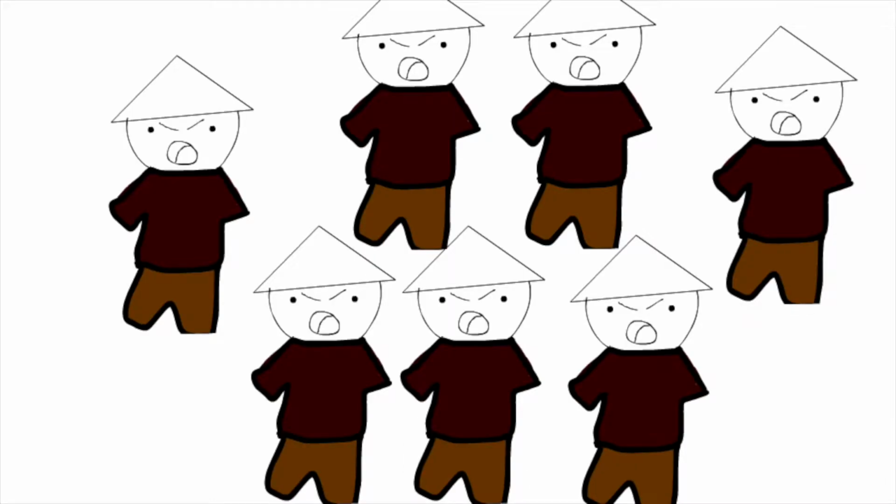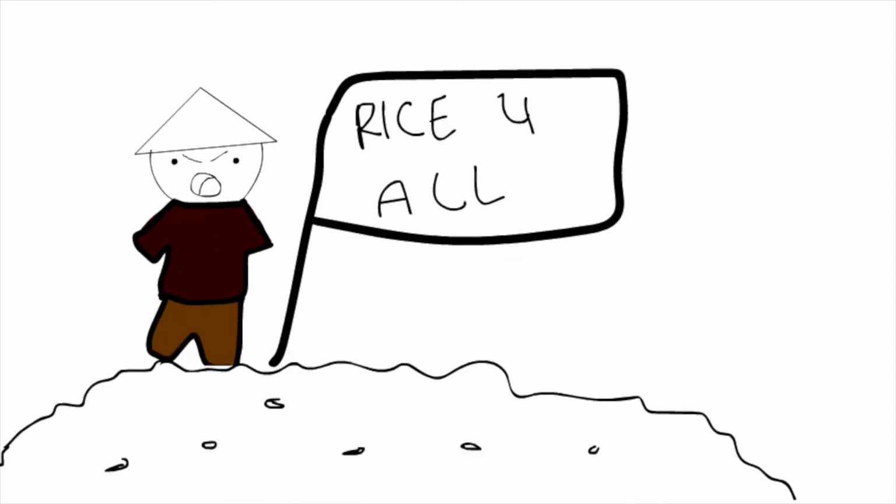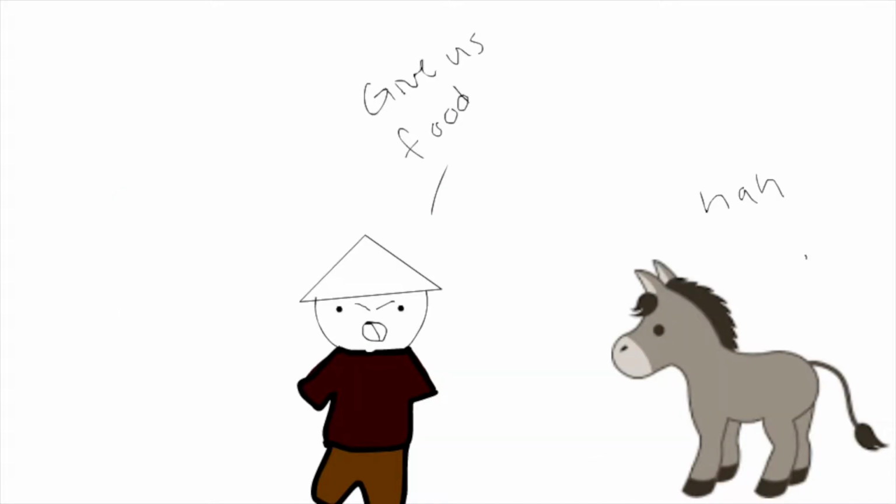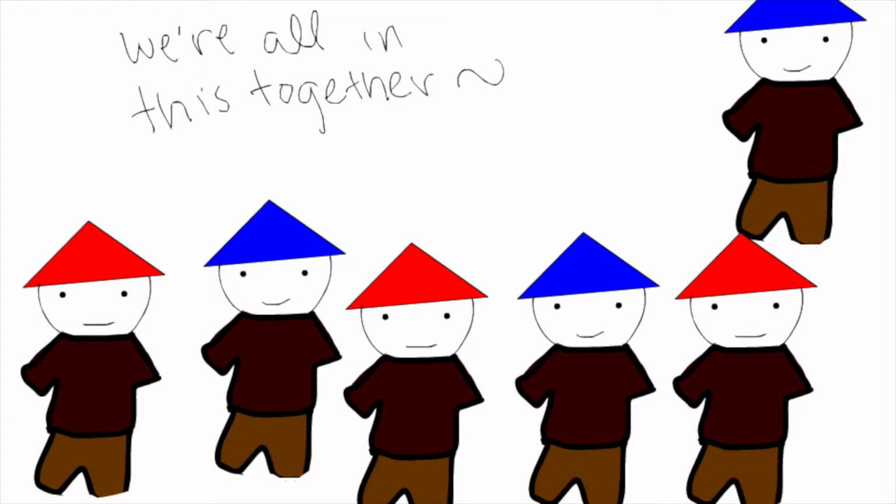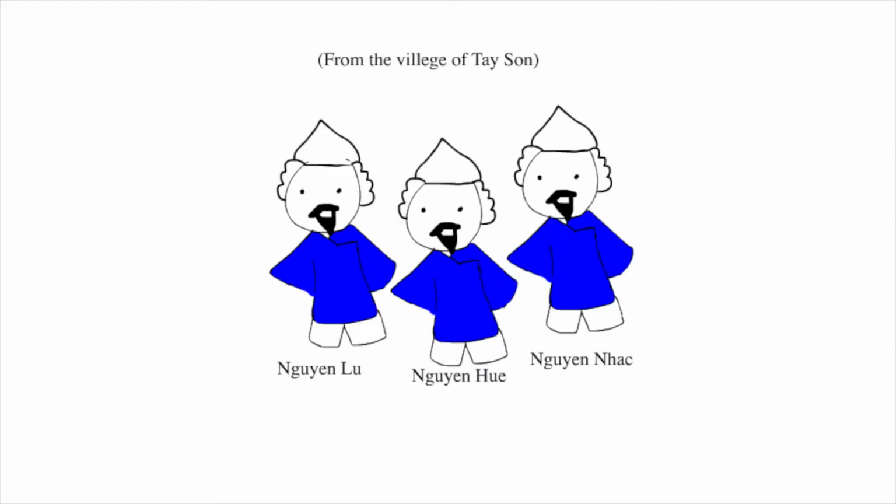At first, the revolts only consisted of landless commoners who put forward demands of land reform and reasonable taxes, and stood by the slogan, "Rice for all." The nobles, being pompous donkeys, ignored their requests. These calls were supported by peasants in the north and the south in a time where commonalities between the two regions were scarce. However, during the 1770s, the revolts started gaining traction, led by the Tay Son brothers.